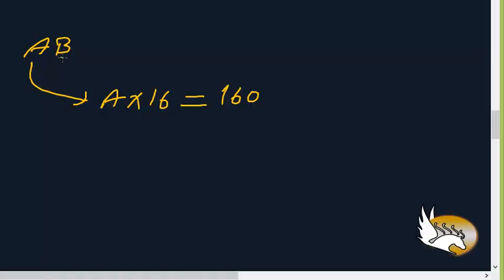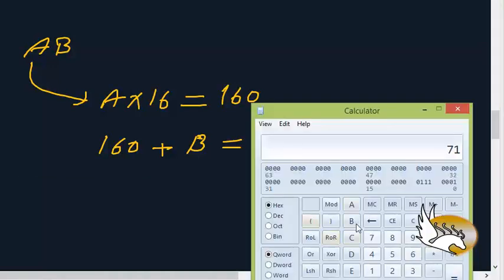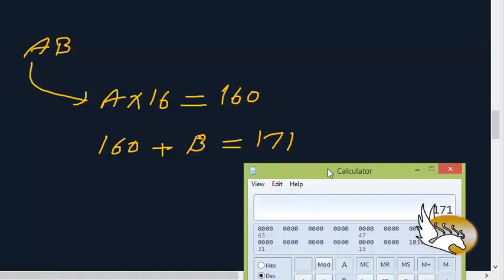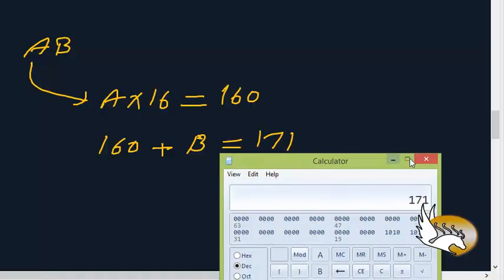And the second part is just that. I need to add 160 to B. And I know that B is 11, so the result is going to be 171. That's it. So let's see this. If I go to hexadecimal and type AB, and click on decimal, the result is 171. That's correct.